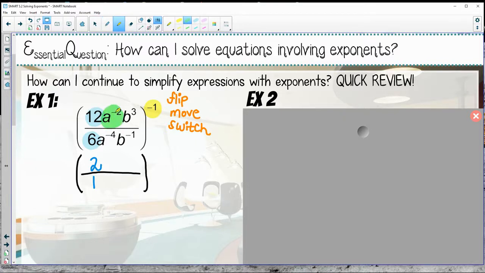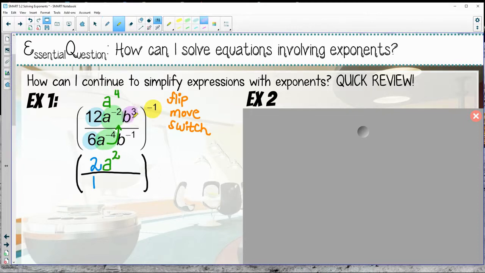So I see a to the -2. Oh, a to the -4. So you can either subtract exponents or you can move things around. Here I always like to move the bigger number. So here's a to the 4th, and then I can add my exponents. I've got 4 minus 2, so that's a squared.